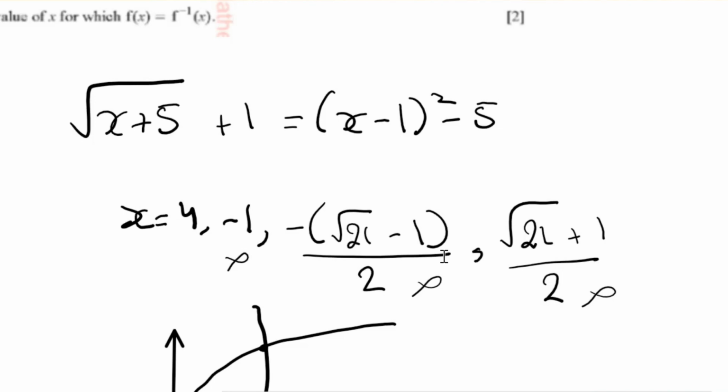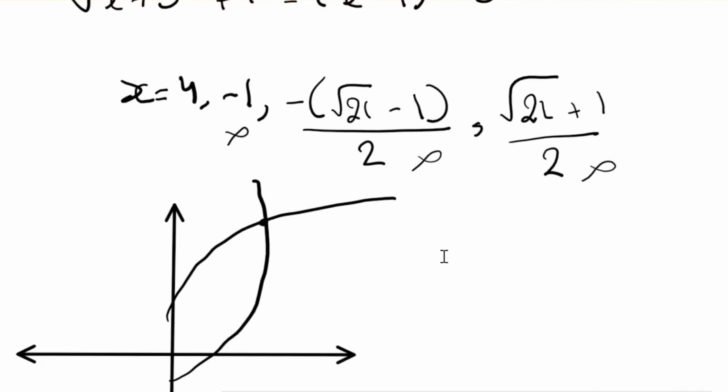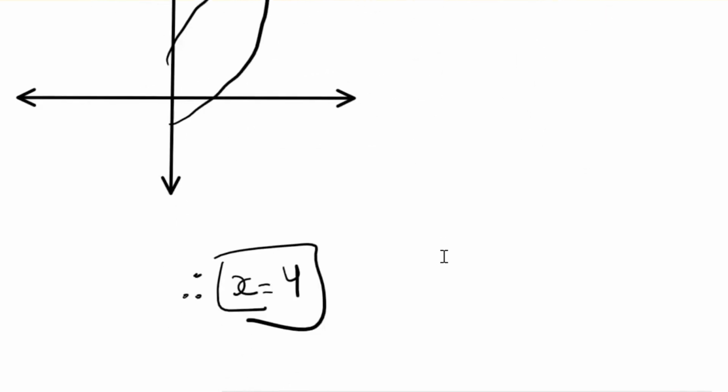Now when we have sketched the graph, you can mentally sketch the graph, it doesn't have to be accurate. We can see that the intersection point is somewhere over here. The intersection point is obviously on the positive side, so minus 1 and minus root 21 minus 1 by 2 are automatically not the correct answer, and root 21 plus 1 by 2 has to be very very close to the y-axis to be the actual answer, which is not the case. So x is equal to 4, that is our answer. So we get x is equal to 4.